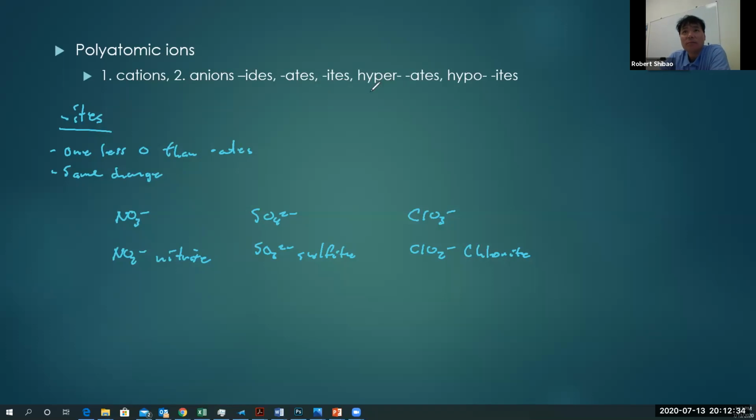The same thing with hyper-ates. Hyper is too much, right? Hypo is too little. So hyper-ates would be more than ates. If we do hyper-ates, they have one more oxygen than ates, same charge.